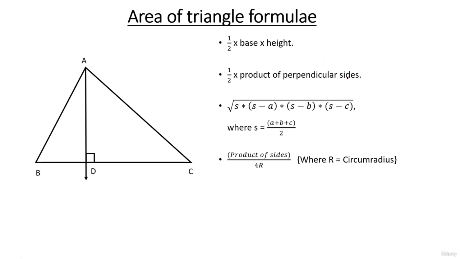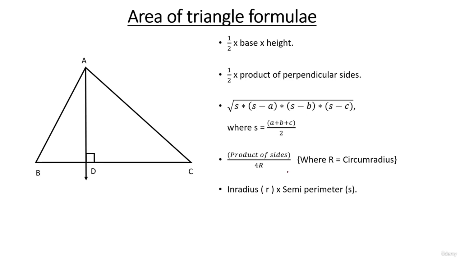Next formula is the product of sides divided by 4R. So if you have a triangle, if you know its sides, multiply the three sides and divide by 4 times R. R is the circumradius. And the next one is the inradius multiplied by semi perimeter. So you take the inradius small r multiplied by the semi perimeter s, which we saw above, a plus b plus c upon 2. Multiply them, you can basically find out the area of the triangle.